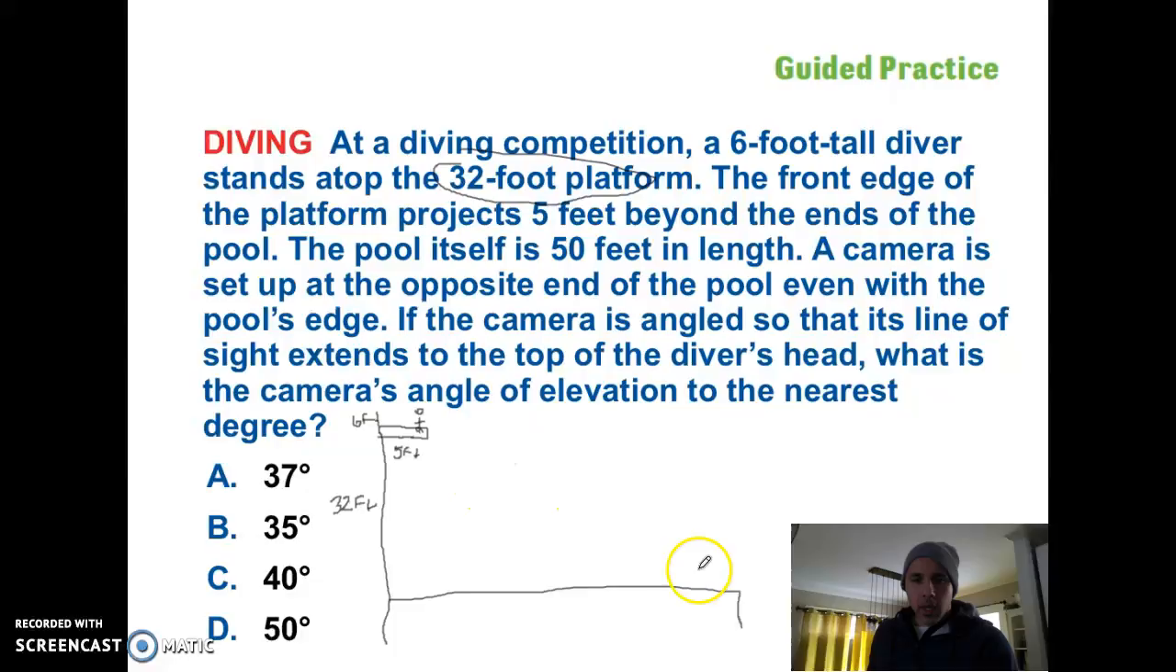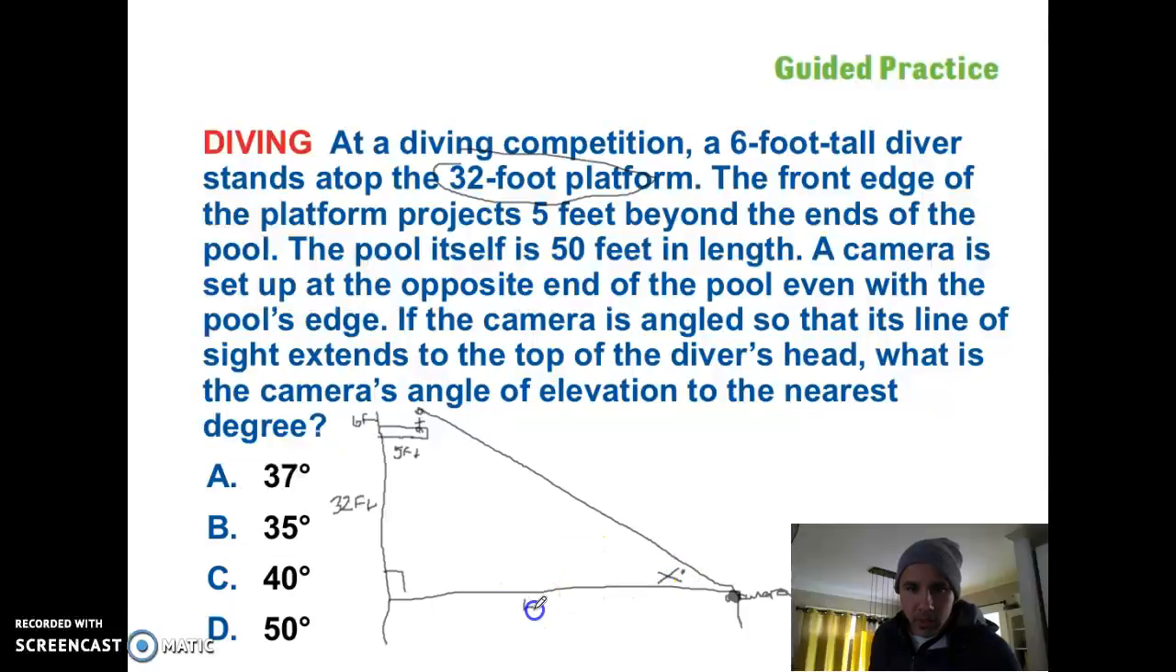Okay. And there's a camera set up right over there somewhere, right at the edge. Alright, so this camera. And the camera's angle from the top of the diver's head is something like this. And again, this is going to be my right angle. We don't know the angle, so there's my X for the angle.